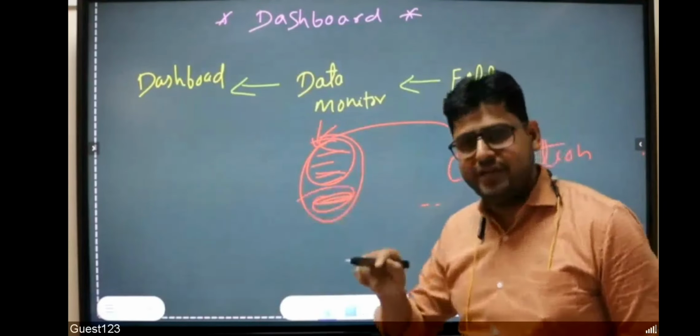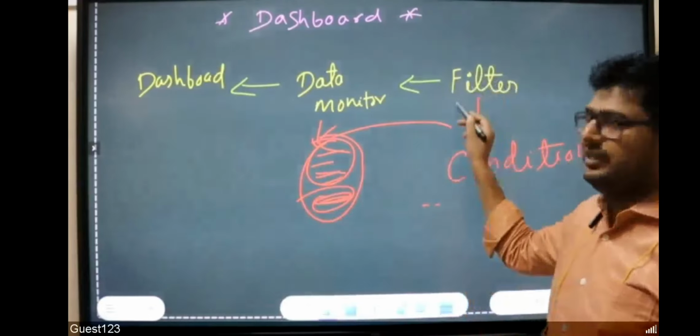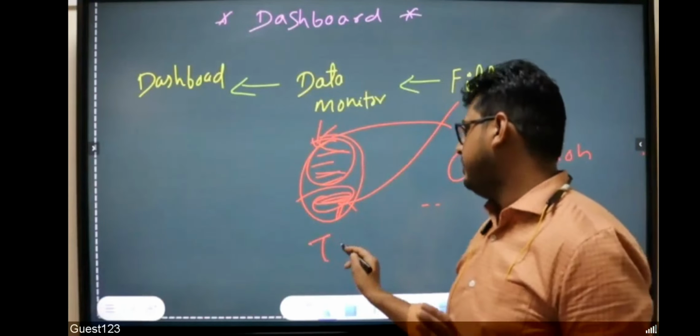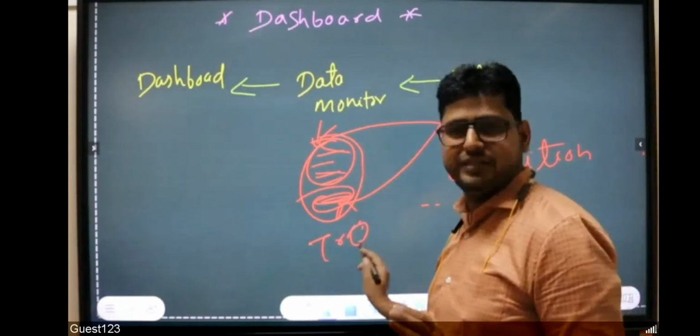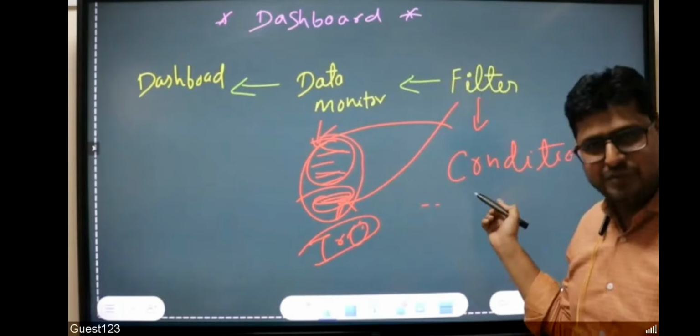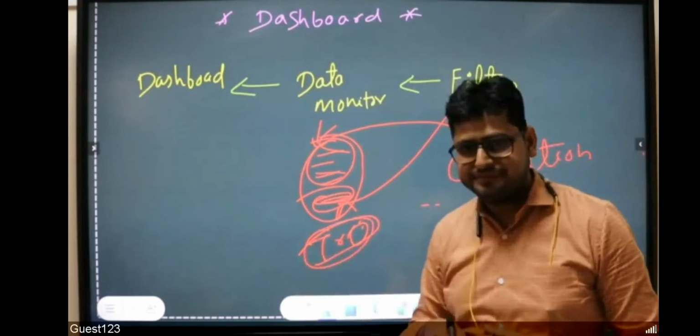Once I select the data monitor, I have to call this filter to define the condition. I call the filter, then I want top 10, so I have to select top 10 here. Which field do you want the top 10 for? Destination username. You have to select destination username here.